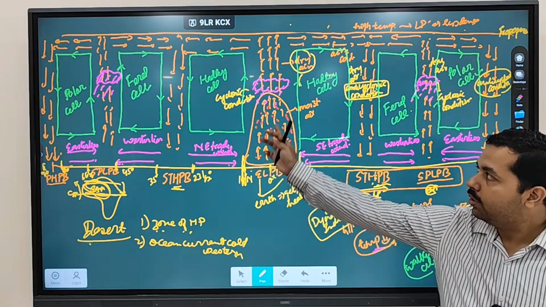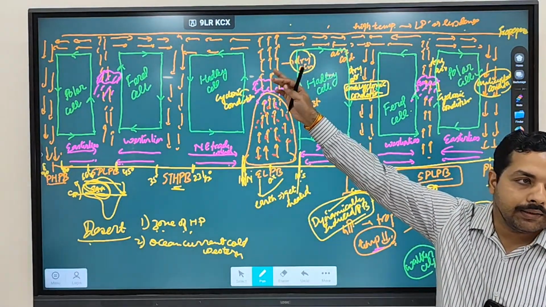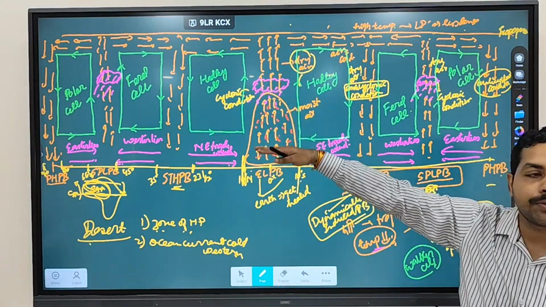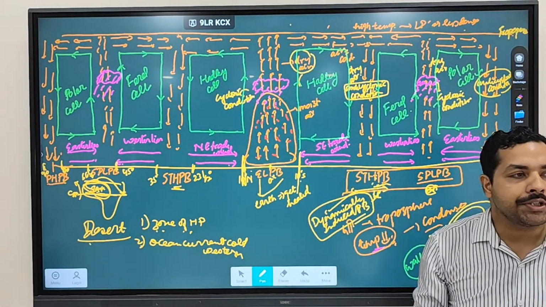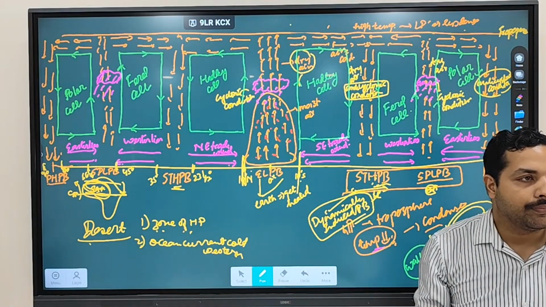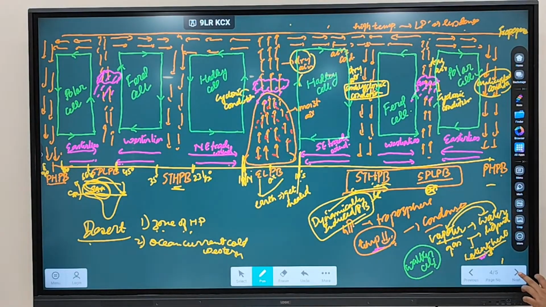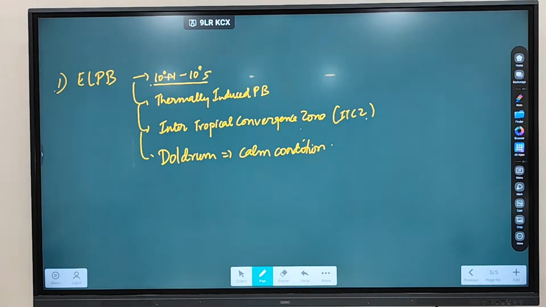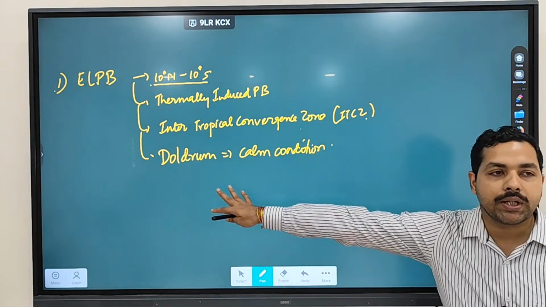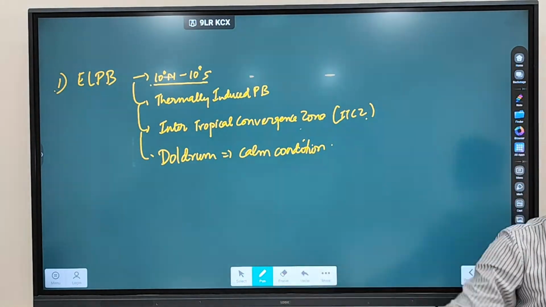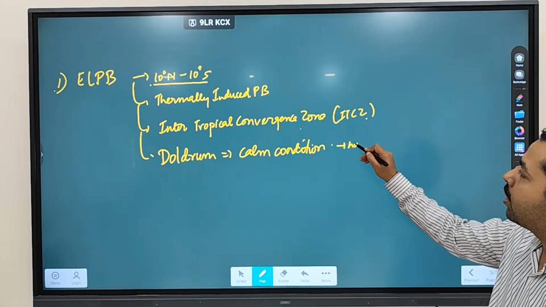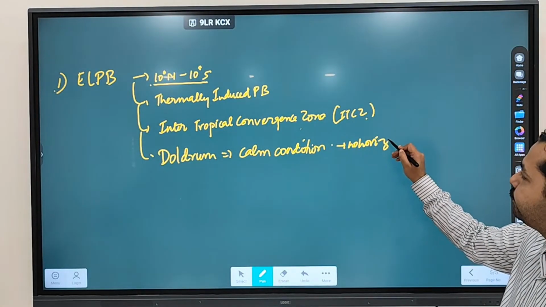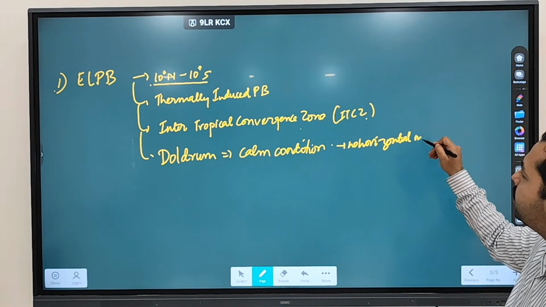So when this air is rising, it is not being experienced. No horizontal movement is there and vertical movement you are not experiencing. What will happen? Calm conditions are going to be there. You don't see any movement. That's why it is referred to as a doldrum condition, because no horizontal movement of air is there.